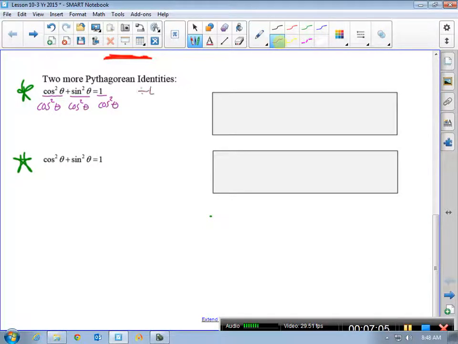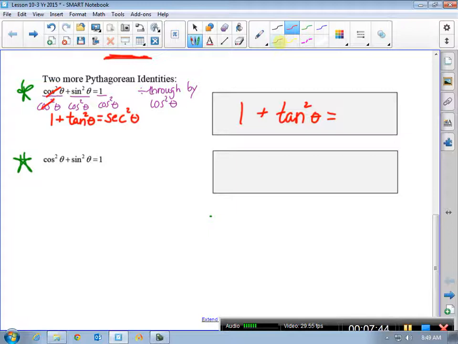So we divide through by cos squared theta. Then cosine squared over cosine squared is 1. Sine squared over cosine squared, do you know what that is? Sine over cos is tan, so if I'm squaring them, I get tan squared. And 1 over cosine is the reciprocal, secant. So our next identity is 1 plus tangent squared theta equals secant squared theta.